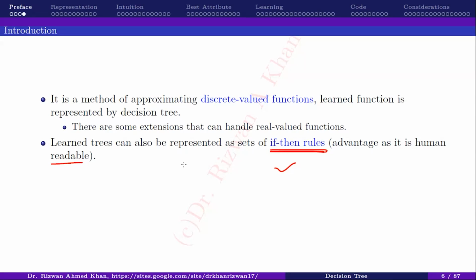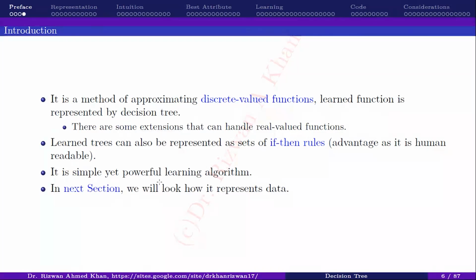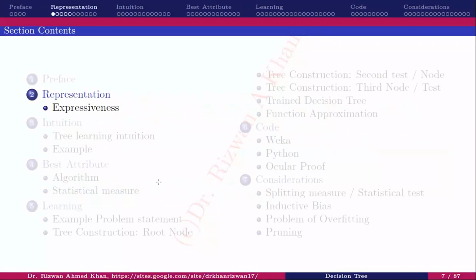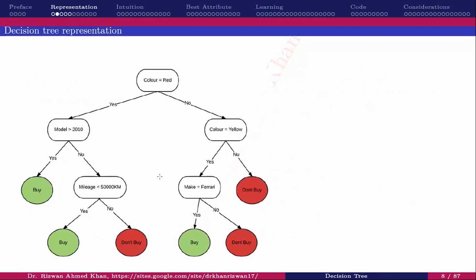Any query, anyone? Okay, I'll move forward. So it is a very simple yet powerful algorithm, right? As I said. So this is an example of a decision tree, and you can see that just by looking at this tree, we can understand what kind of decisions are made or represented using this kind of representation. So this is a decision tree to make a decision whether a person is going to buy a car or not.